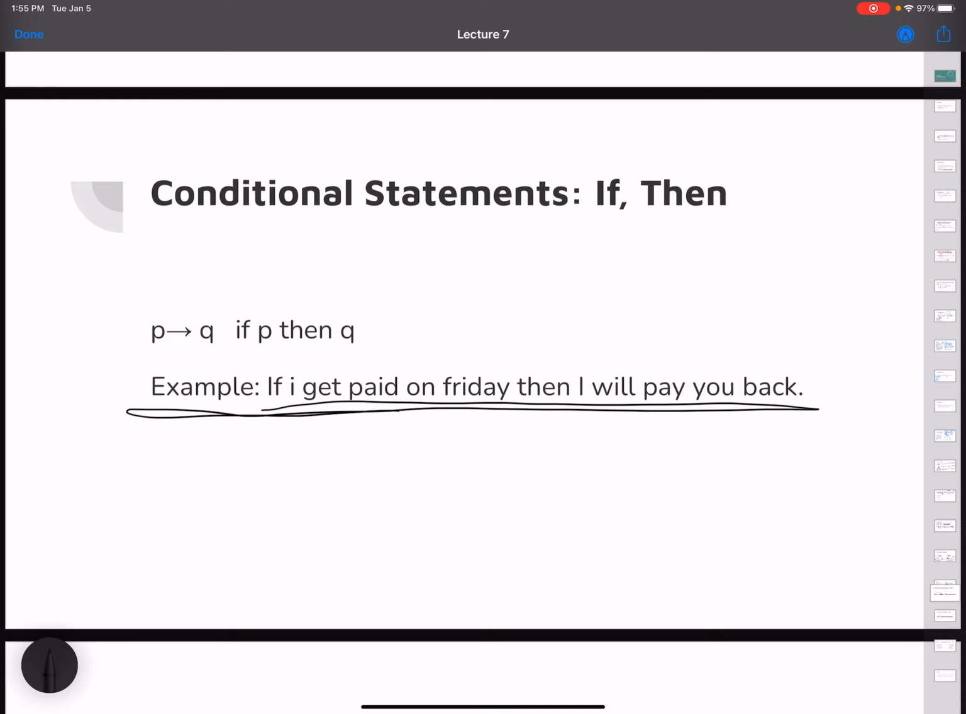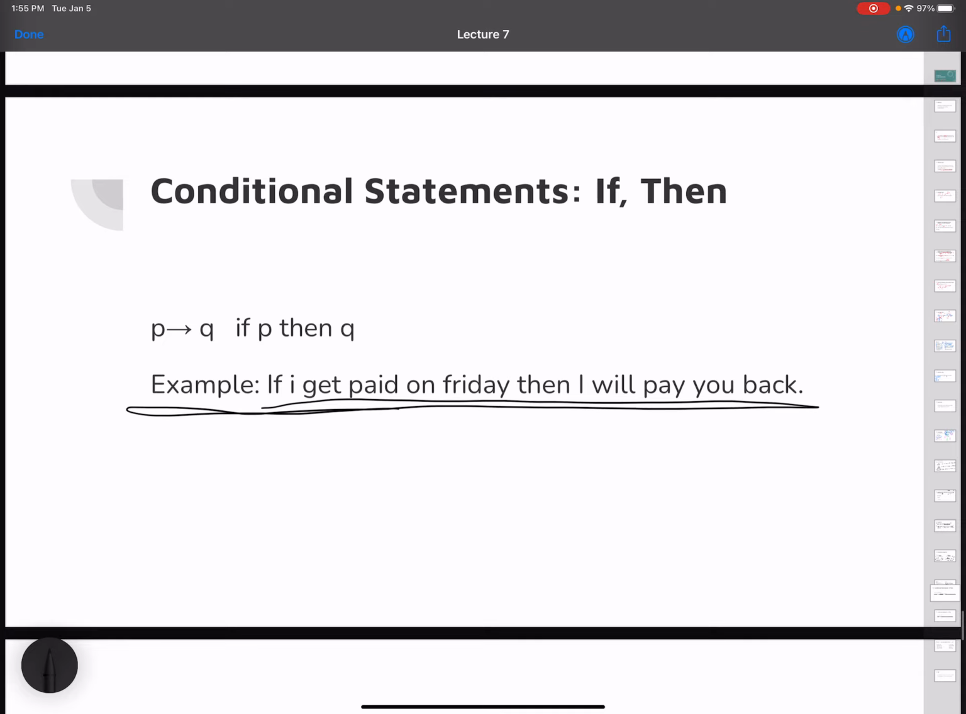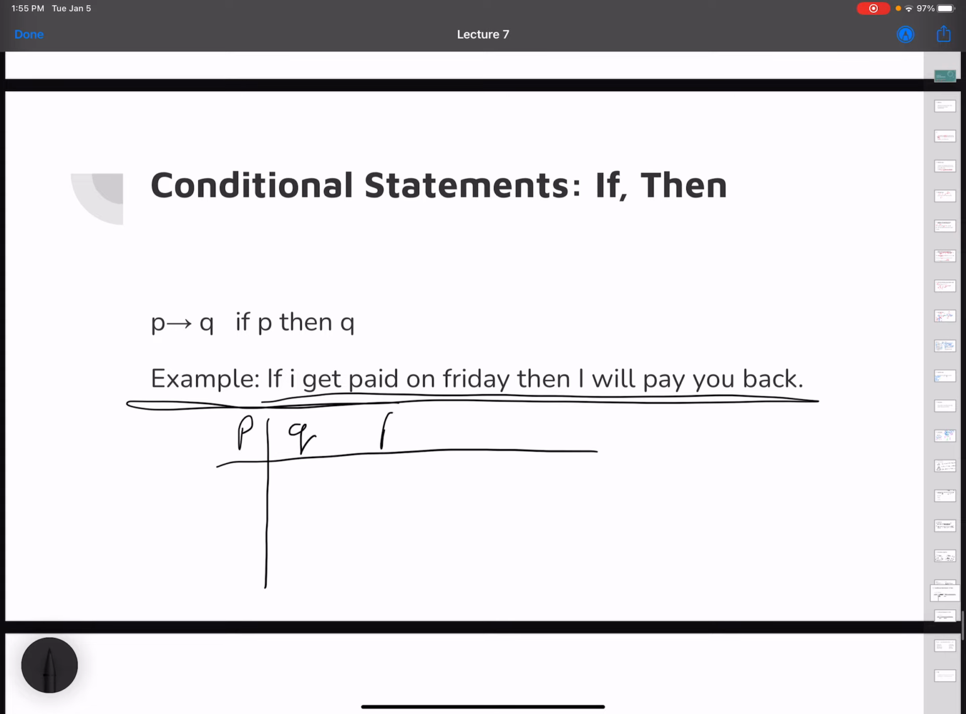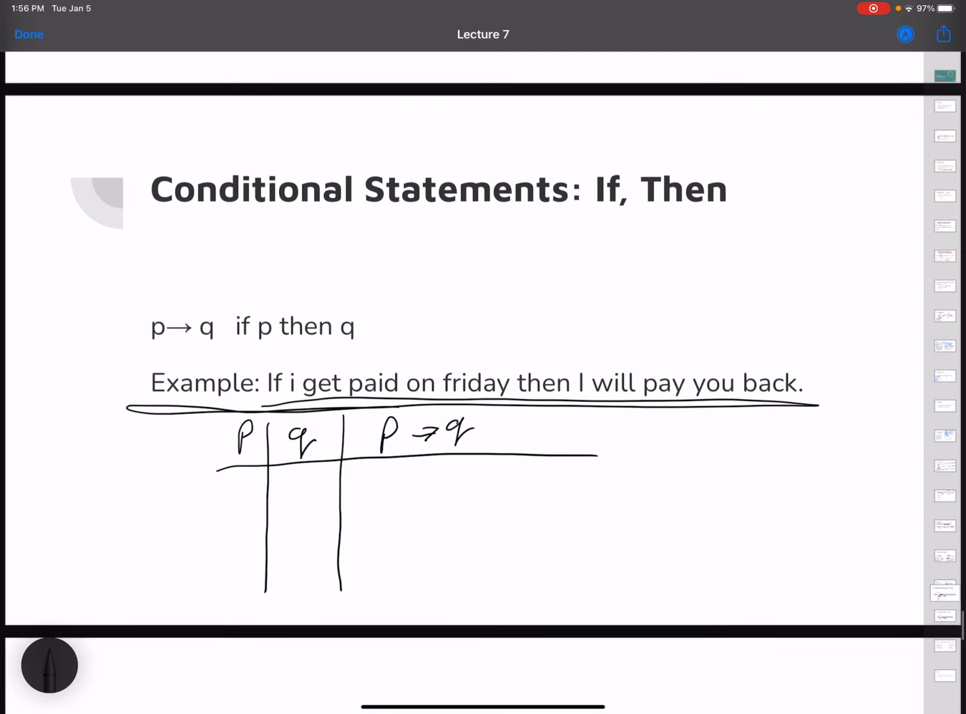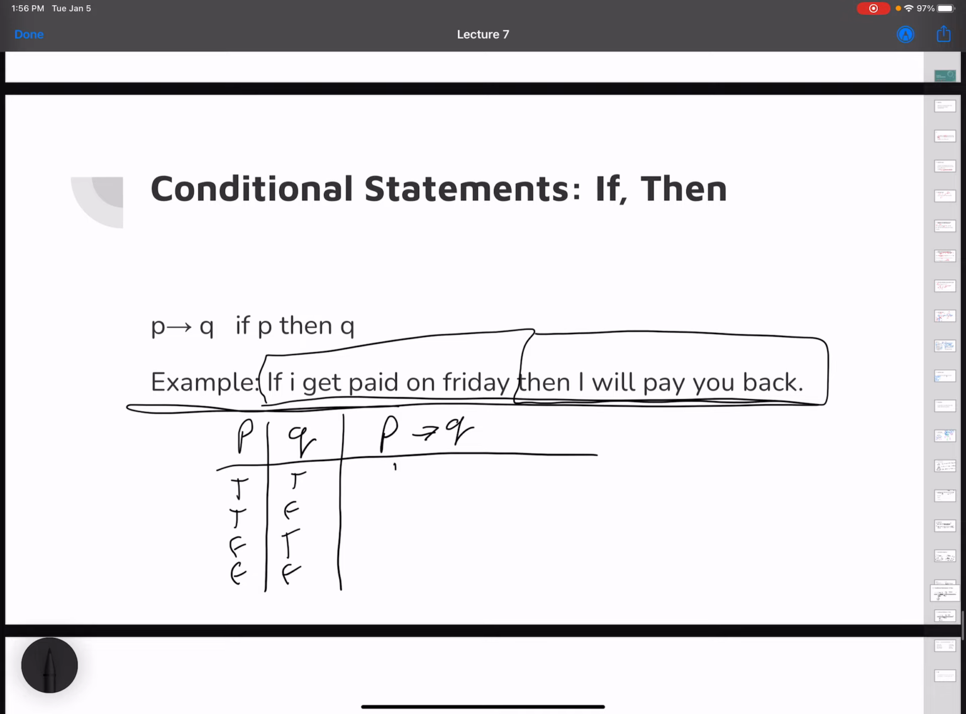And let's see what a conditional statement's truth table would be. We have P and Q. We want to figure out what P implies Q is. And this is our conditional statement. So we have true, true, false, false, true, false, true, false. And now we want to know what P implies Q. Which of these statements would be true? So if you get paid on Friday is true, and then you pay the person back is also true, then you have a true statement here.